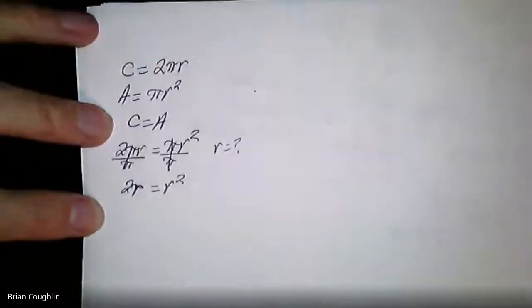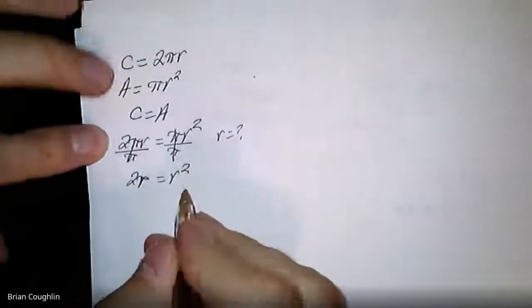Now, a lot of people would be tempted to divide by r at this point to get r equals 2. Now, that's a clever idea, but there's only one problem. You have to make sure that r is not going to be equal to 0. As a general rule, we don't know what r is equal to. So we have to assume that r might be 0. So we cannot divide by r.